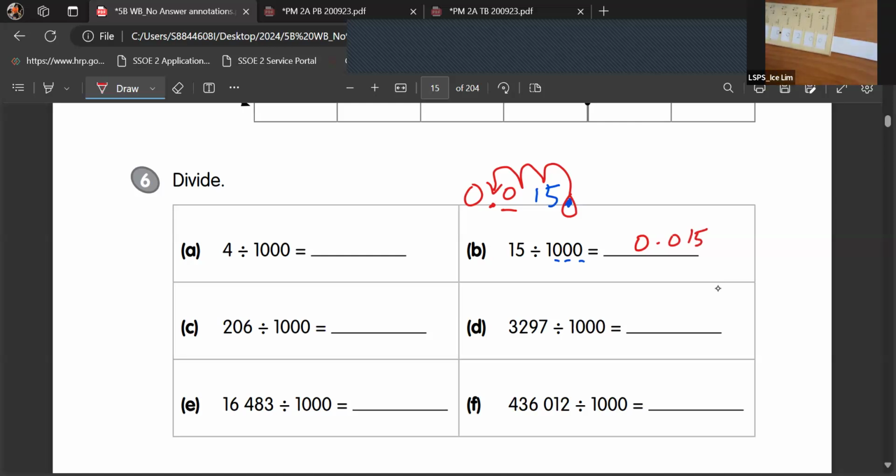Okay, so the importance here is number 1, be careful. Number 2, make sure you have enough space to jump. If not enough space to do it directly on the question, do it on the side. Is that okay?